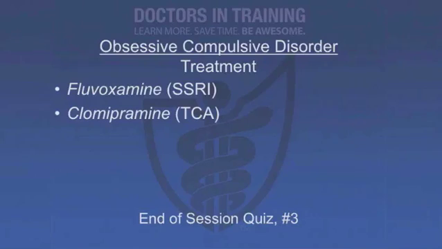A 27-year-old male has a compulsion to wash his hands multiple times a day. He has the need for everything in his life to be very organized to the point where his behavior interrupts his daily tasks. What SSRI or what TCA would be appropriate for him? Well, fluvoxamine has been FDA approved for obsessive compulsive disorder, and clomipramine is also used for obsessive compulsive disorder.